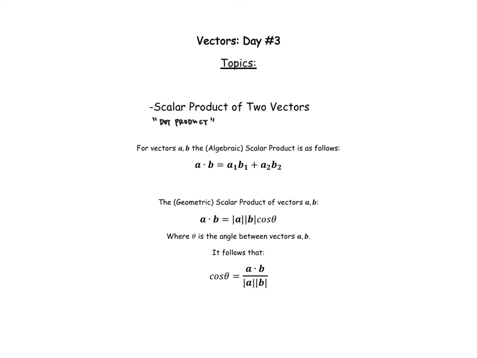Later on, we'll also talk about the vector product, which is the cross product, but that's not for today. So here is, by definition, the algebraic scalar product. Now, how does that come to be?